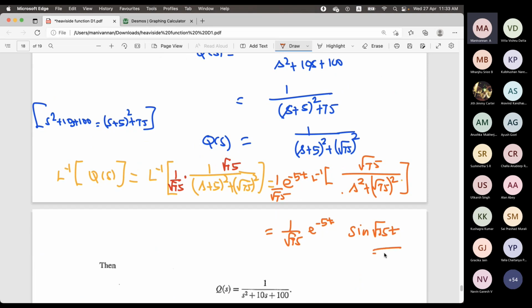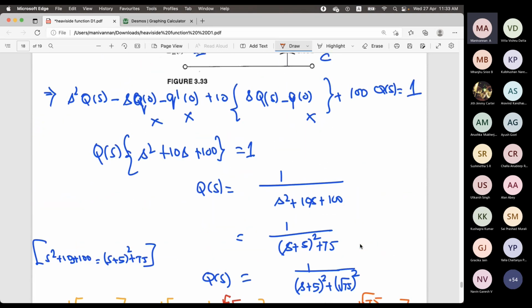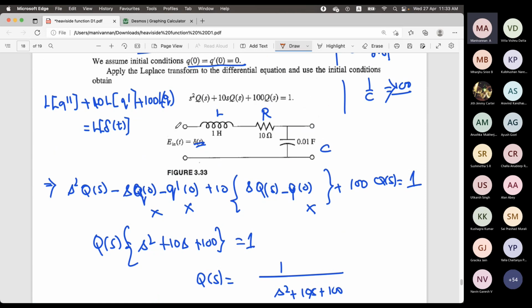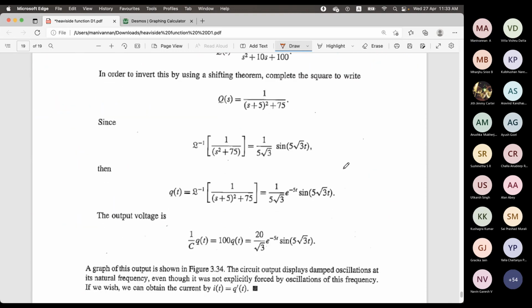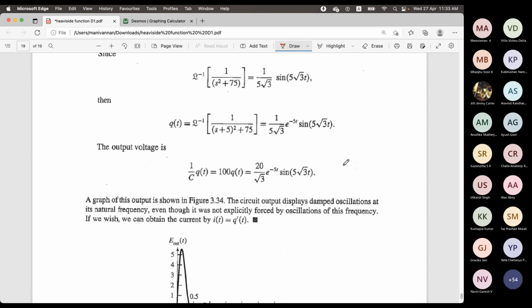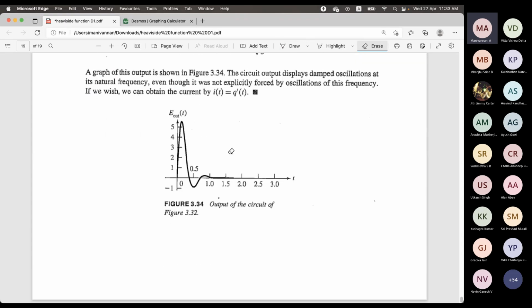Yes, sir. So here we have not written it in the form of h of t minus 0, because h is defined at delta of t. Delta of t minus a means all this t should be replaced by t minus a. Okay. So this is the result. The output voltage we computed by 1 by c q of t, which means 100 times it, so we multiplied by this 100. That's the case. So the output voltage signal is also given. With this, the problem is over.